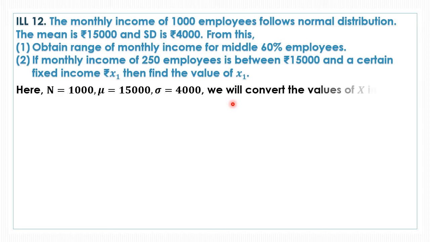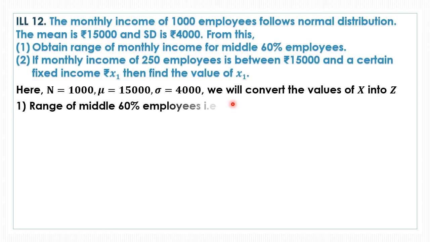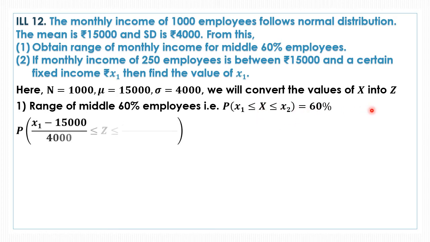Let's start with the first one. We have to obtain the range of the monthly income for middle 60% employees. When I say middle 60% employees, that means these employees have a lower value x1, an upper value x2, and the number of employees between these two income limits are 60%. Okay, so x1 less than equal to x less than equal to x2 is equal to 60%. Now this middle 60% word is very important, but I will get back to it in a bit.